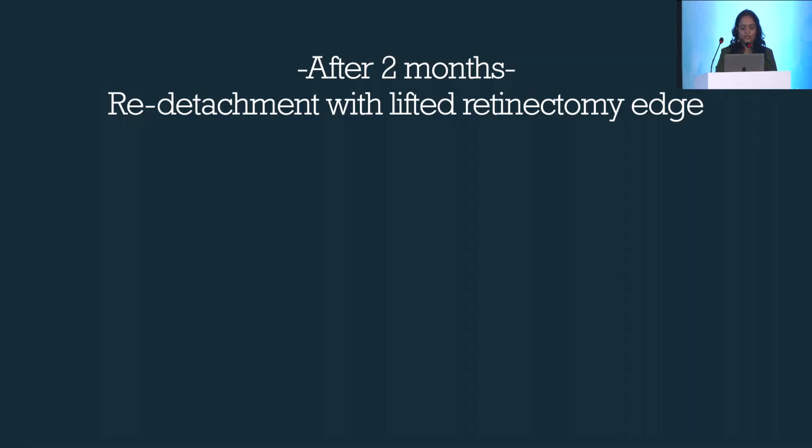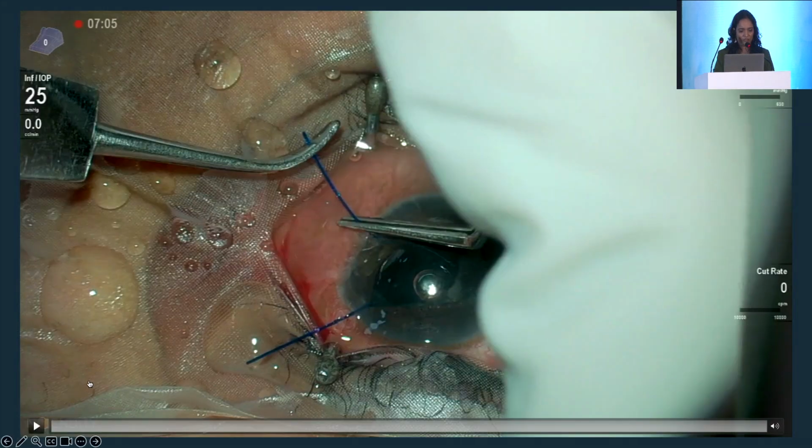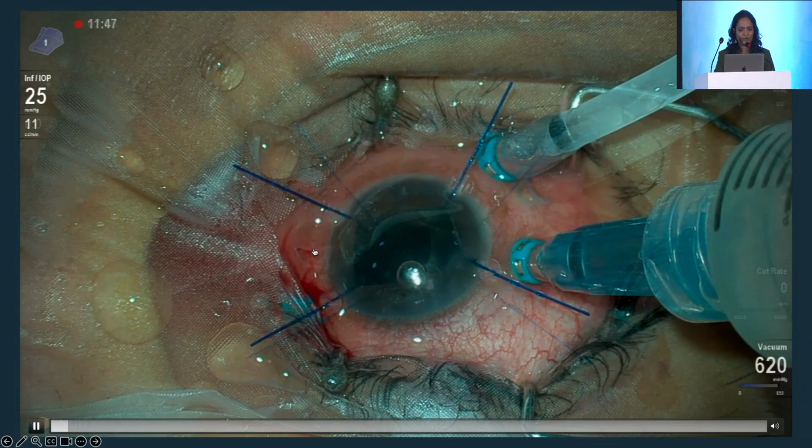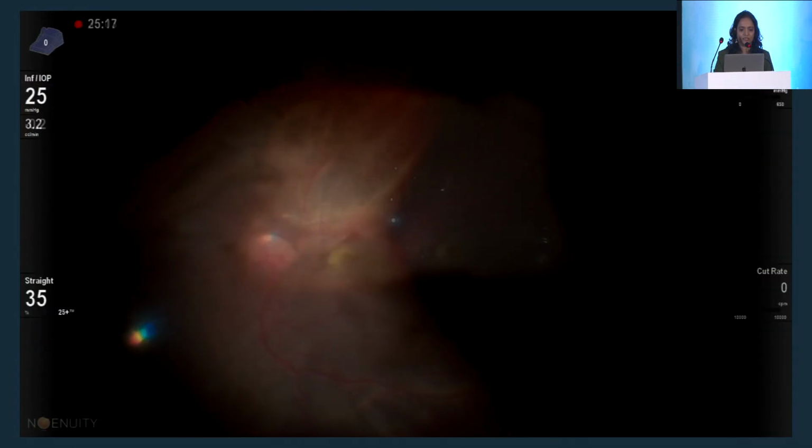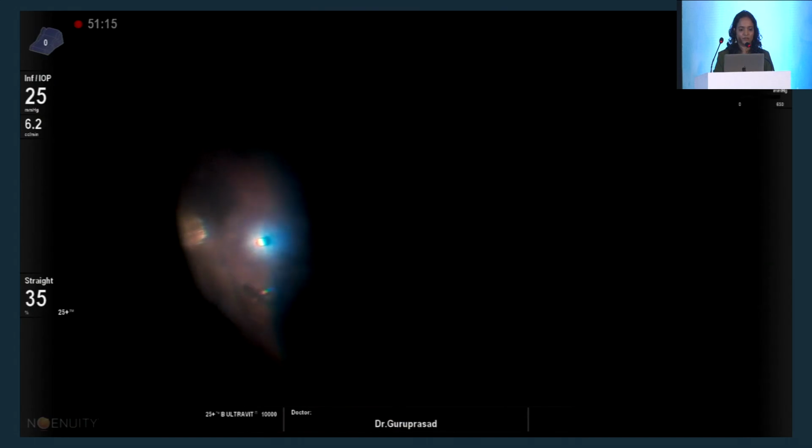Now, after 2 months, the patient had a redetachment with lifted retinectomy edge. Now this time, I had to use iris hooks. I thought I was doing reasonably decent surgery, removing all the membranes meticulously.